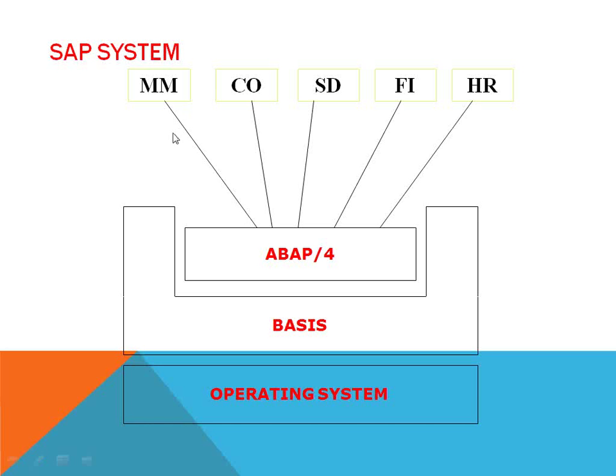A fourth generation language has its own database, and a third generation language doesn't have its own database. So that's the difference. On top of SAP ABAP 4, we have MM, which is Material Management. On top of that, we have CO, the Controlling area, SD, and so on. These are just examples. All application modules sit on top of that. So that's basically how the SAP system is structured.